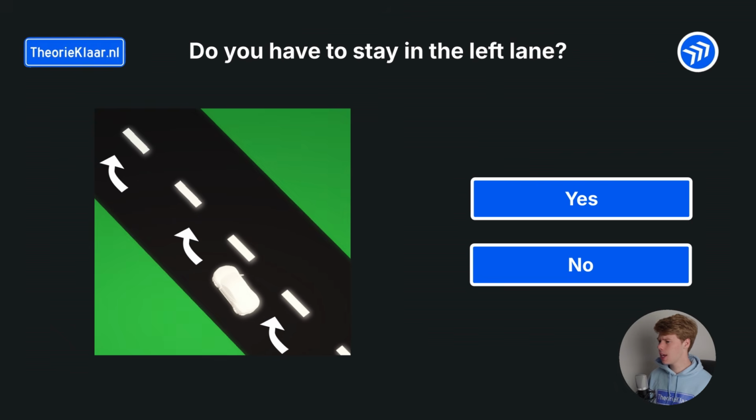Do you have to stay in the left lane? Yes or no? Take a good look at the image. What do we see? The arrow pointing towards the right. So here the opposite is the case, because you are required to change lanes. You can see the arrows on the road surface that are indicating that the lane will end soon.